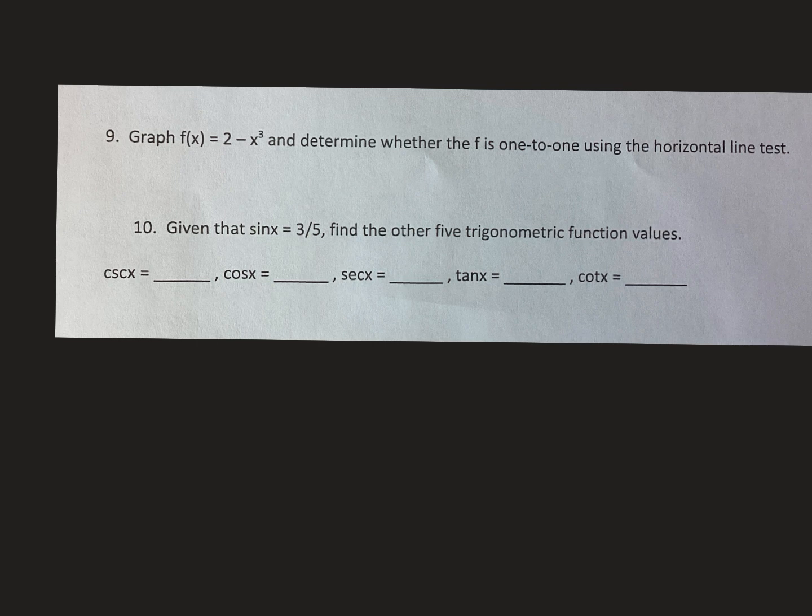Number 9, graph it, determine if it passes. Here's what I know. Well, you can use your calculator if you want, so you can go to y equals and punch it in. But here's what I know. I know it's been shifted up 2. It's x cubed, which is half up, half down, except there's a negative in the front, which means it's half down, half up. It's going to look like that, which means it does pass. If I drew a horizontal line, I can just hit it one time.